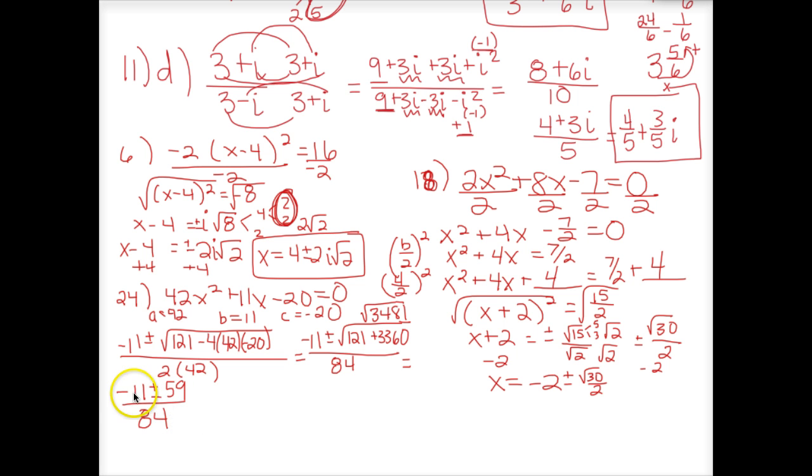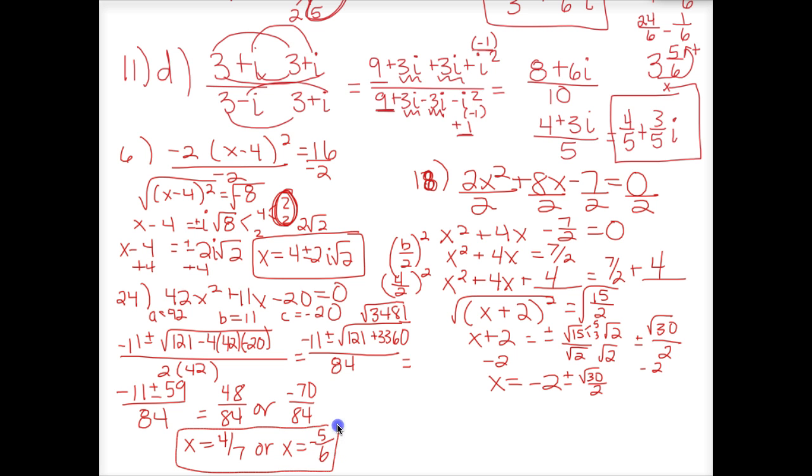Remember, you can't leave it like this. These are all like terms. So I need to do negative 11 plus the 59, which is 48. So I've got 48 over 84, or negative 11 minus 59, which is negative 70 over 84. And now it's just a matter of reducing the fractions. So over here, this one reduces to 4/7, and this one over here reduces to negative 5/6. Here they were both divisible by 12. Here they were both divisible by 14. So x equals 4/7 or x equals negative 5/6.